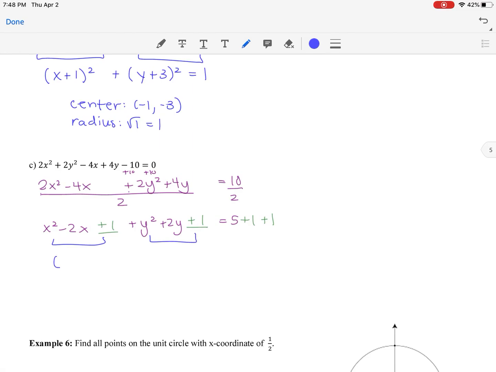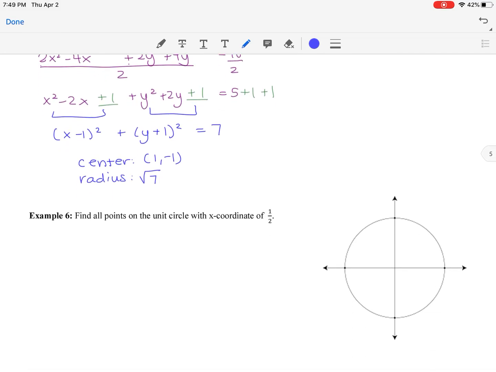So, as we go ahead and factor, we get (x - 1) squared plus (y + 1) squared equals 7. So here your center is at (1, -1), and your radius is the square root of 7.